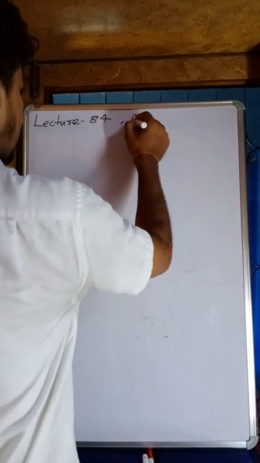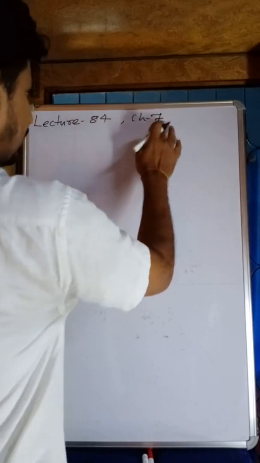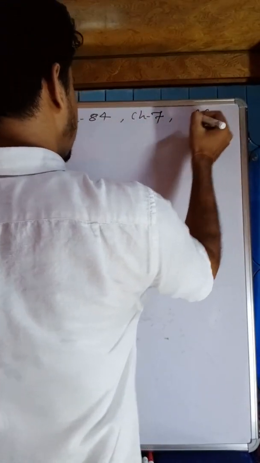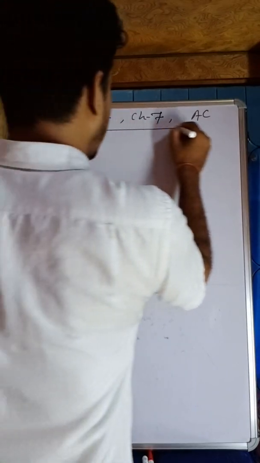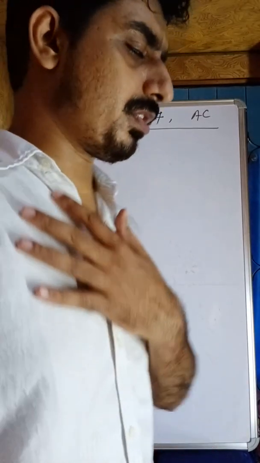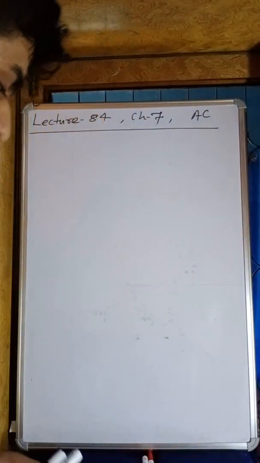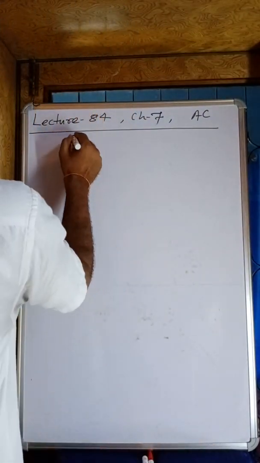Chapter number 7 of NCERT, alternating current, will be finished today. After that, we will solve the assignment of this chapter, my dear students. So today's topic of our lecture is the AC generator.